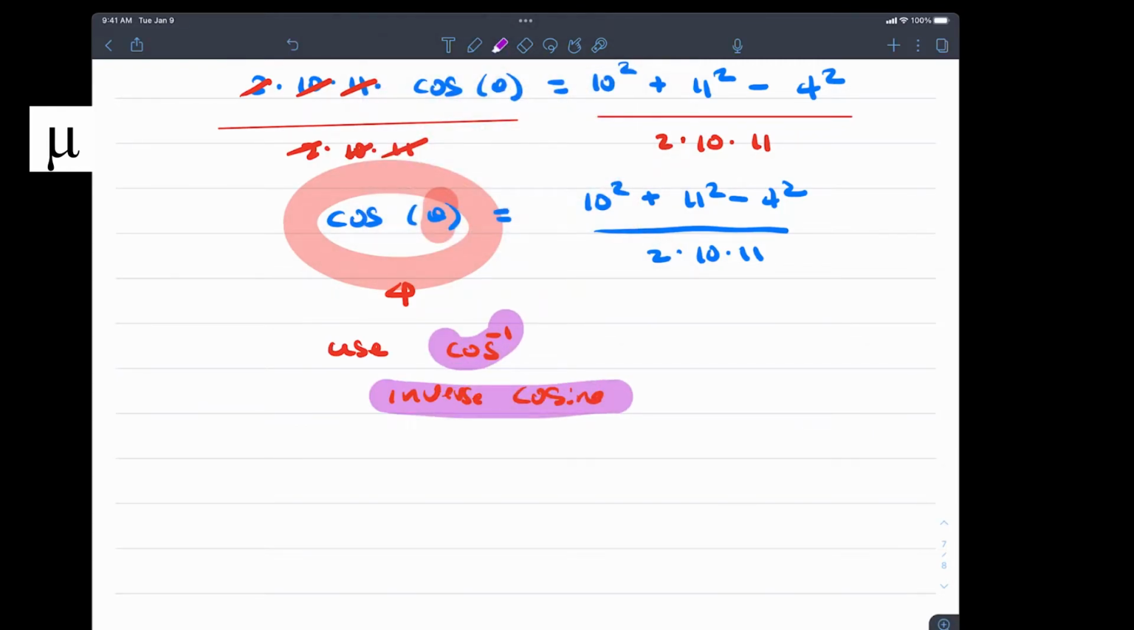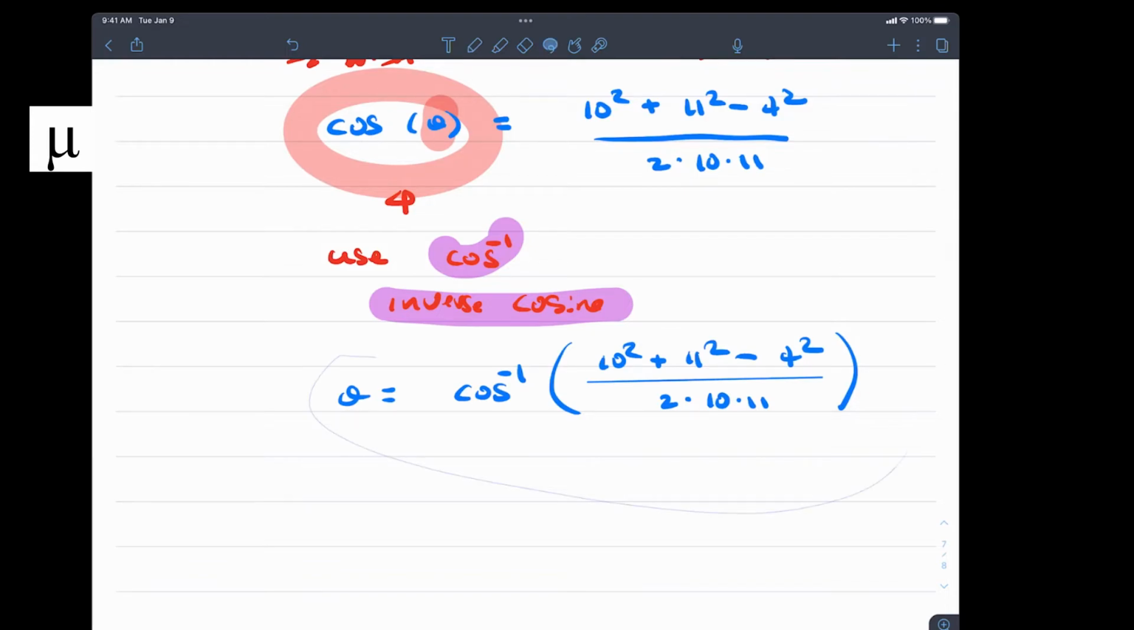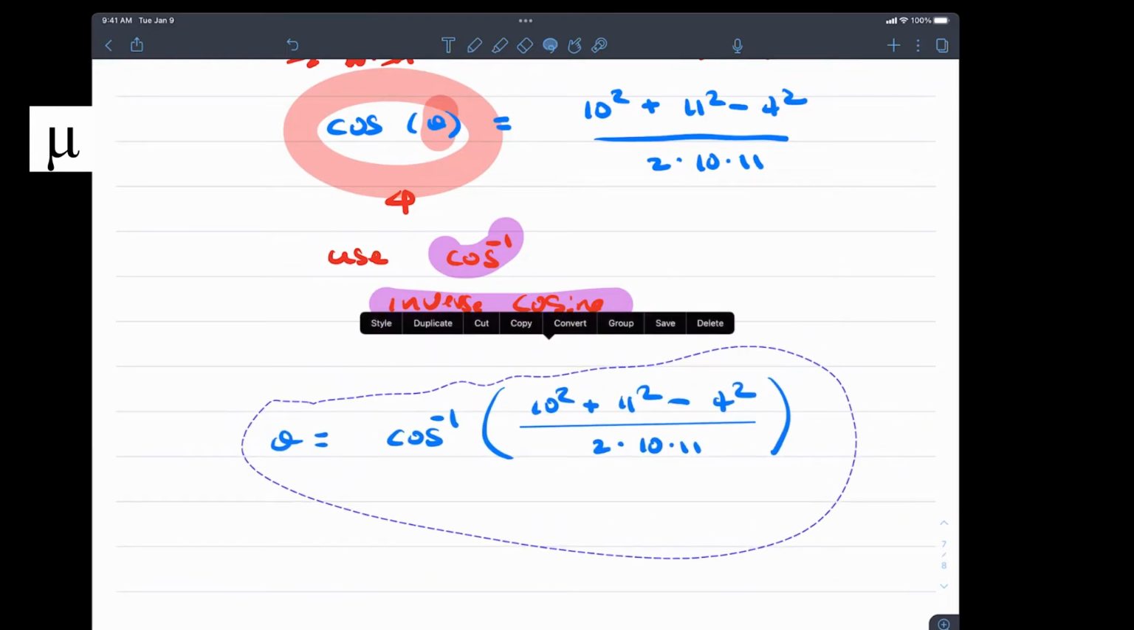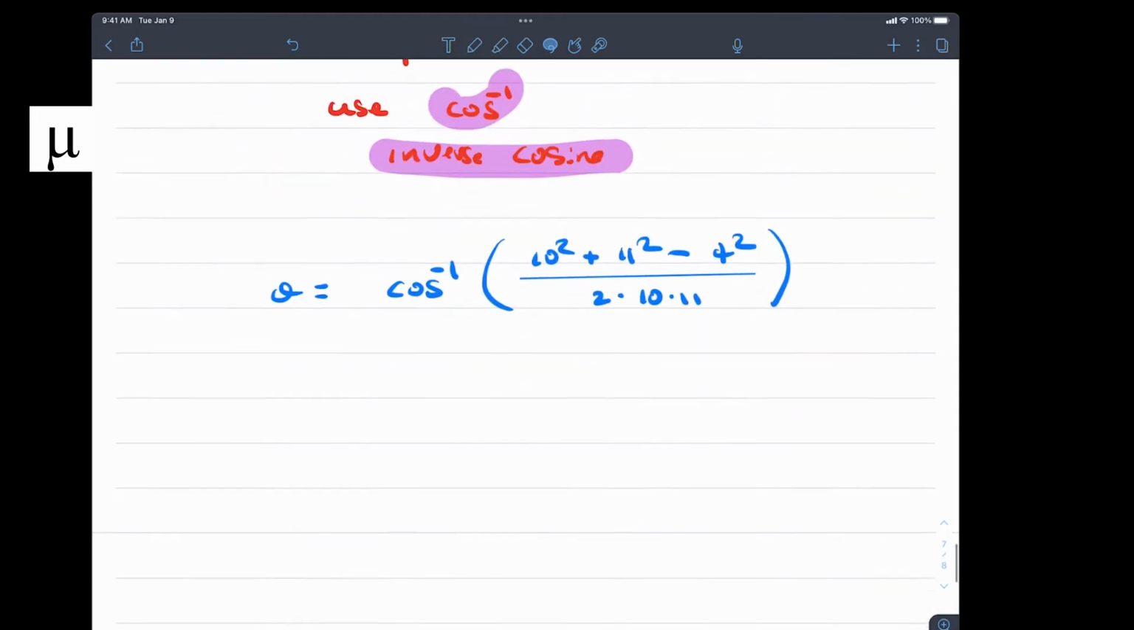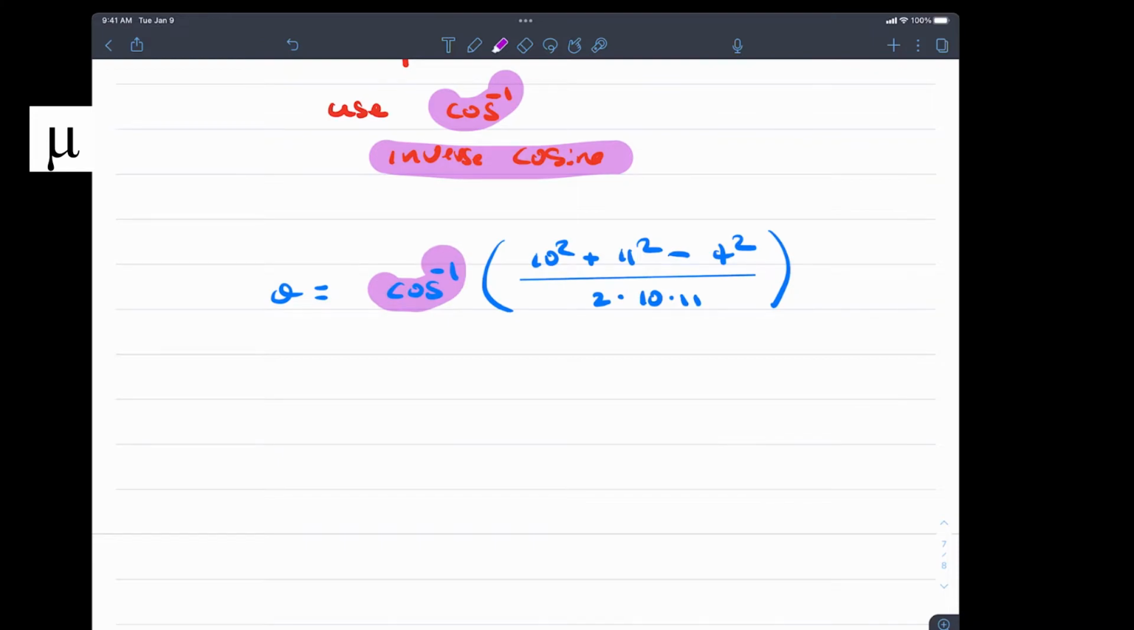Okay? So in this case now, we have what? Theta equal to inverse cosine of 10 squared plus 11 squared minus 4 squared over 2 times 10 times 11. This is going to be what again? Inverse cosine.